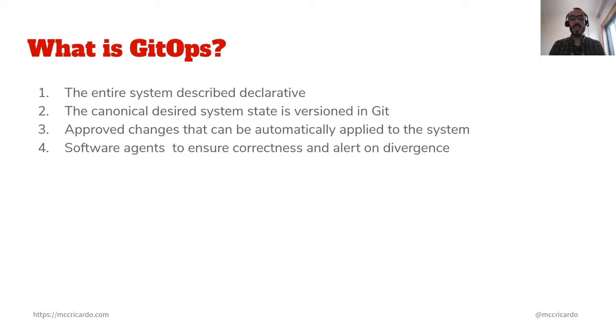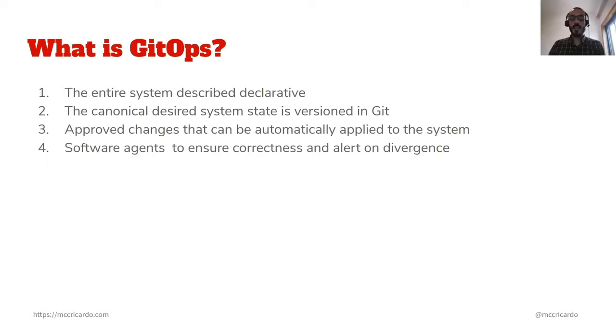Another important point is the fact that approved changes can be automatically applied to the system. So once we have everything in Git, the next step is to apply those changes in an automatic fashion. This means that we don't need cluster credentials to make changes to our system. And with GitOps, there is a separate environment of which the state lives outside. This allows us to separate what we do from what actually is being done.